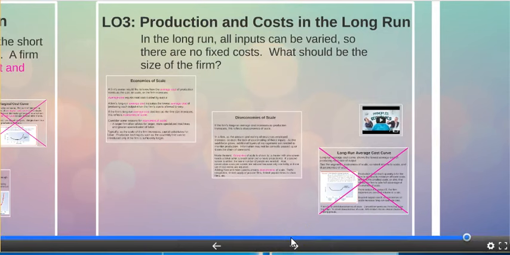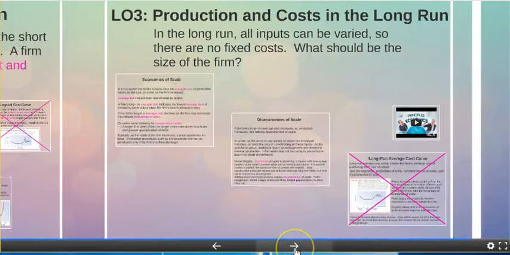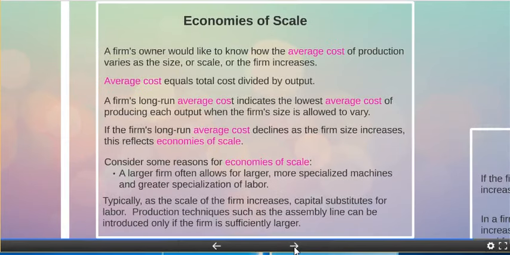Learning objective 3, production costs in the long run. In the long run, all inputs can be varied, so there are no fixed costs. What should be the size of the firm? And this is all about economies of scale. A firm's owner would like to know how the average cost of production varies as the size or the scale of the firm increases. Average cost equals the total cost divided by output.